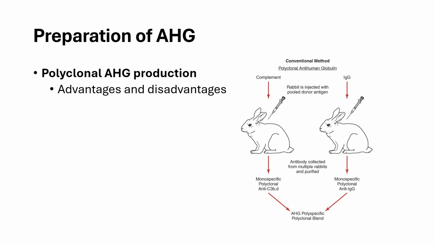Some disadvantages of this is we have batch-to-batch variability due to the animals having biological variability in themselves, may have nonspecific reactivity or cross-reactivity, could lower specificity compared to monoclonal antibodies, and there's a risk of contamination with non-human proteins, which could potentially affect results or cause reactions.